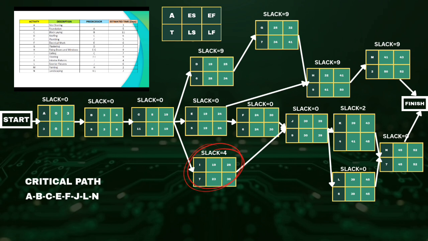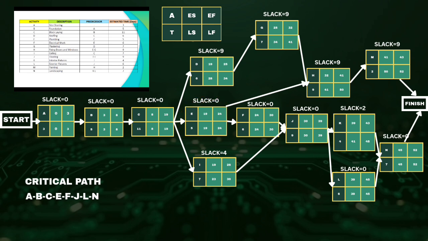On the upper side, the latest finish time for activity H is 50. 50 minus 9 is 41. For activity G, 41 minus 7 is 34. While for activity D, 34 minus 6 is 28. Activity E requires both activity F and H, and the lowest value is 24. So for activity E, 24 minus 5 is 19.